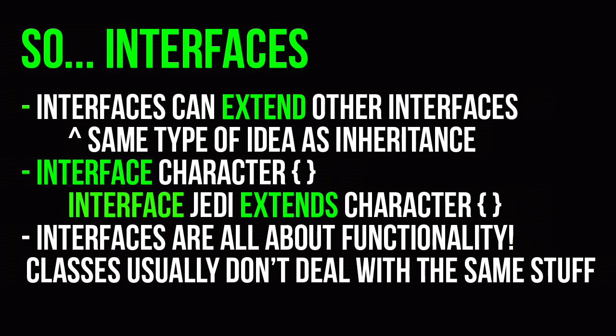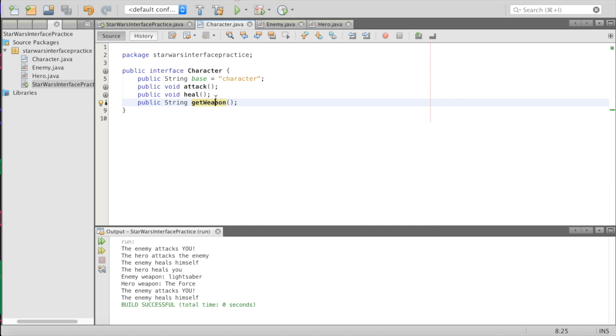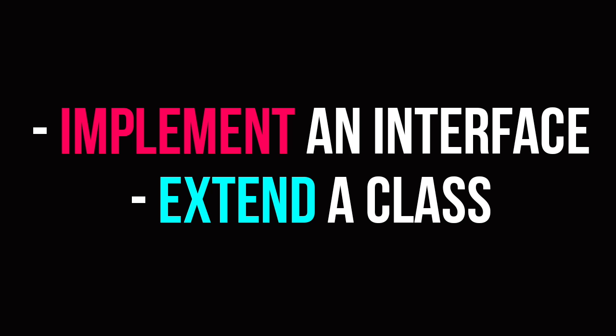Also important to remember, the only way you can actually use your interface is to create a class that implements that interface. You're not going to be able to just construct an instance of your interface and use it, because if we go to character here, there's no constructor. If there's no constructor, you can't make instances of it. So the only way you can use character is if you create an enemy or a hero class that implements it. Does not extend. You implement an interface, you extend a class. Important point there. Very important.